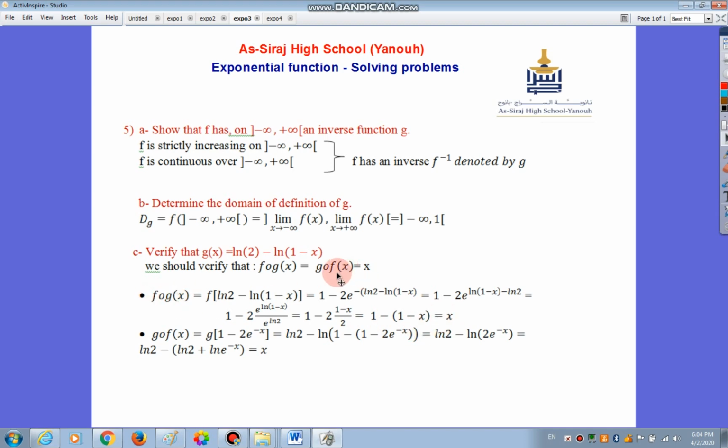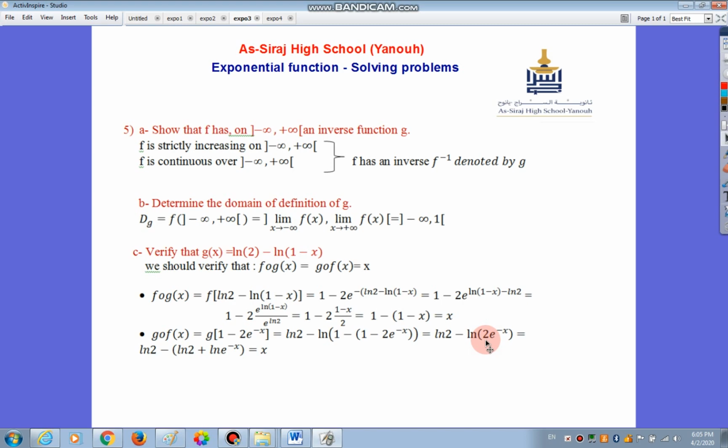Let's move to the second part of our equality. g o f of x is equal to g of 1 minus 2 e power minus x. This is the expression of f(x). I will substitute it instead of x, where? In the expression of g. So it's equal to ln 2 minus ln of, here the expression of x, it's 1 minus bracket 1 minus 2 times e power minus x. Remove a bracket by multiplying minus by this bracket. It will be ln 2 minus ln of 2 times e power minus x.